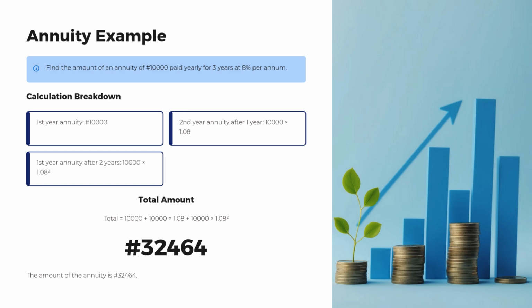Step 4. Calculate. That is equal to 10,000 plus 10,000 multiplied by 1.08 plus 10,000 multiplied by 1.1664, which equals 10,000 multiplied by (1 plus 1.08 plus 1.1664). That equals 10,000 multiplied by 3.2464. Therefore, the total amount equals 32,464 naira. Final answer. The total amount of the annuity after 3 years is 32,464 naira. Each earlier payment earns more interest because it remains invested for a longer period. This is the key idea behind annuities.